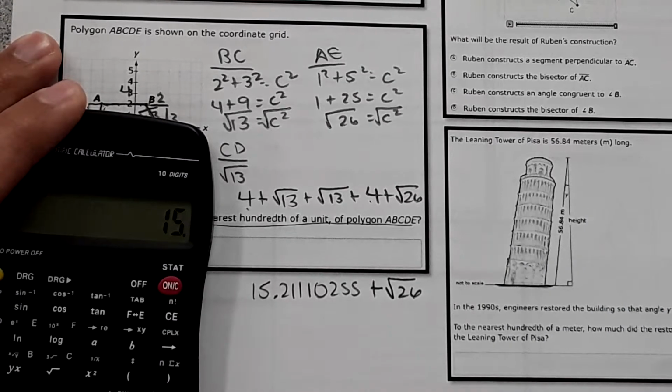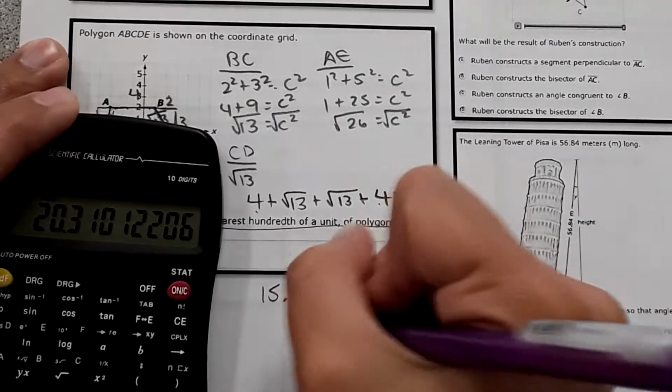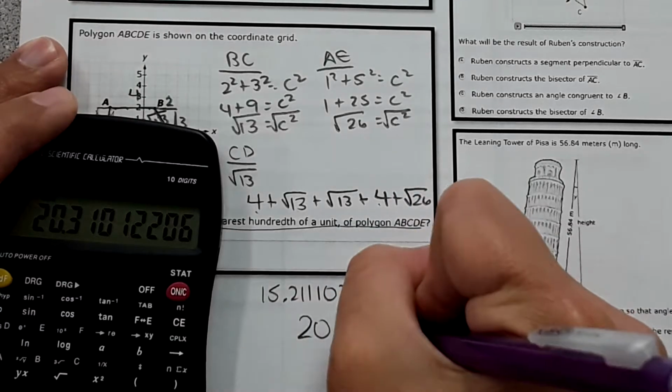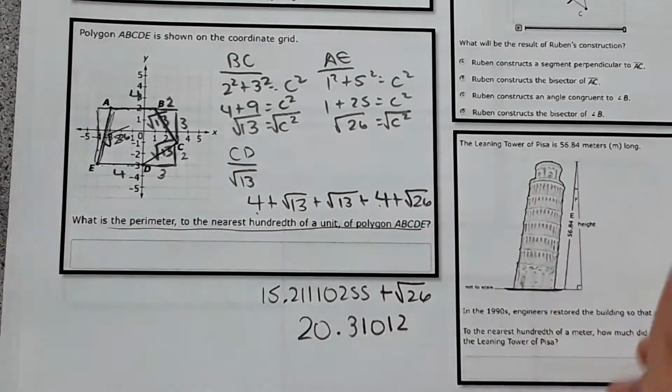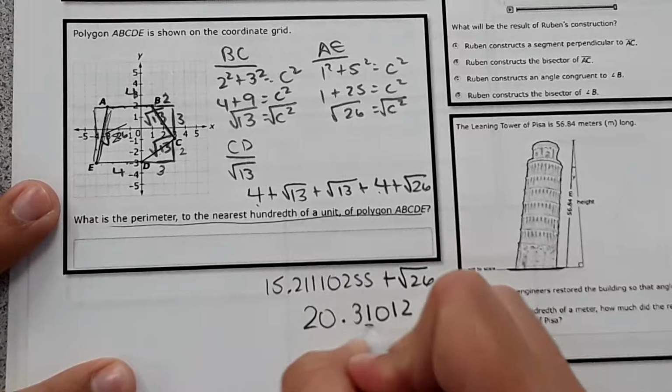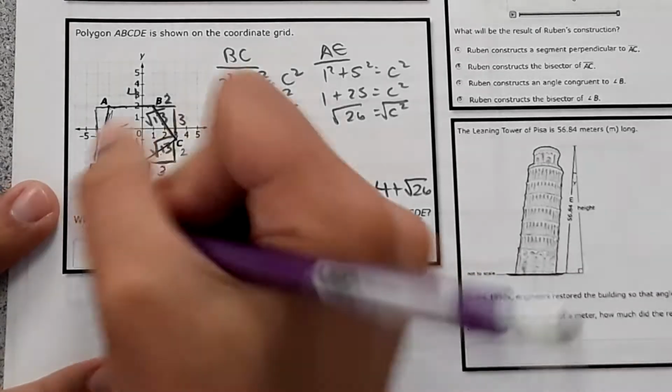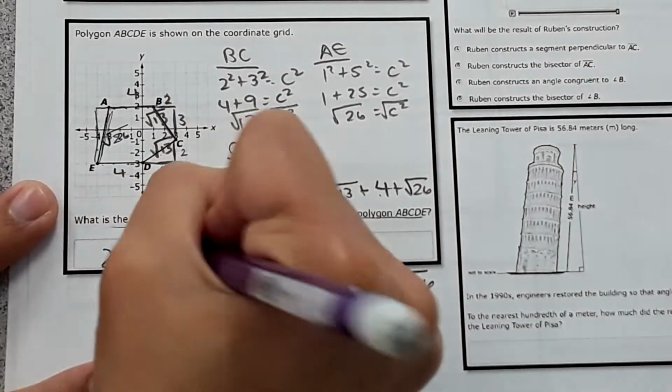plus 15 point. I didn't round because I didn't want anything to be off at all. And I get this number, 20.31012, and so on. It says to round to the nearest hundredth. So that would be 20.31.